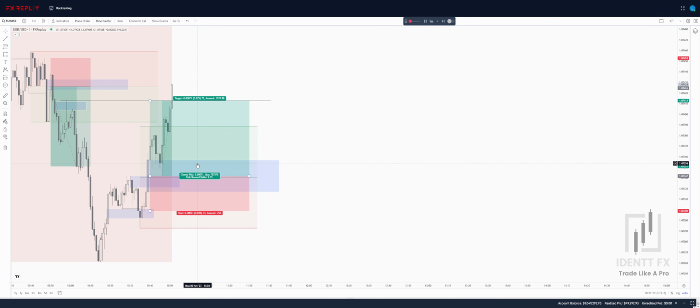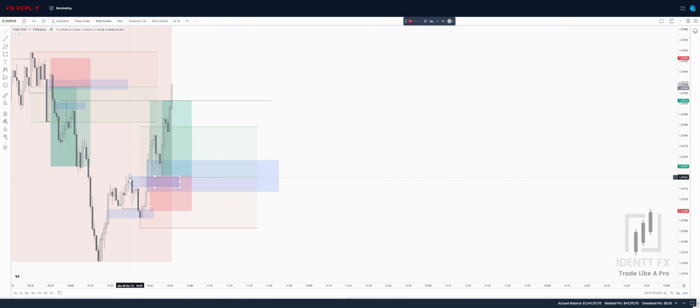So what I'm going to do is I'm going to neglect this trade. Of course, FX Replay is showing us this as a win, but I'm going to neglect it. I'm going to try to score at least 12% in this backtesting session. But yeah, we could count it as a win.